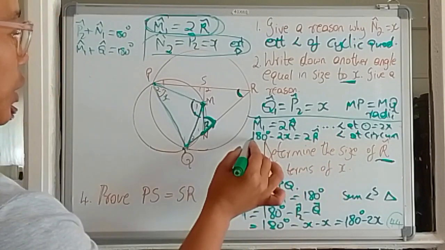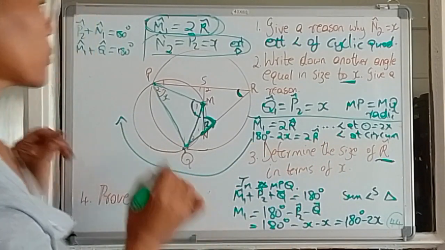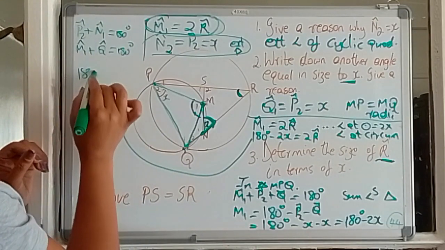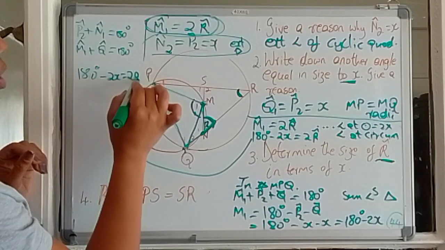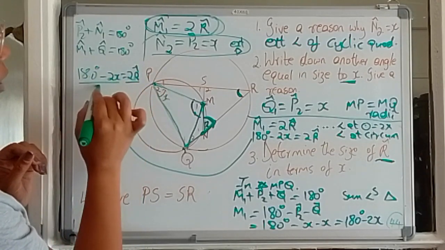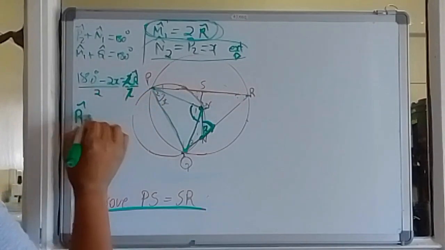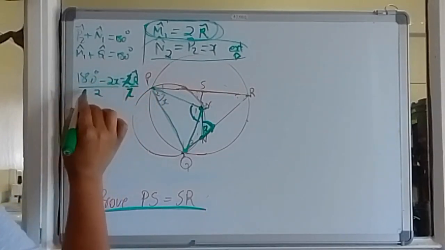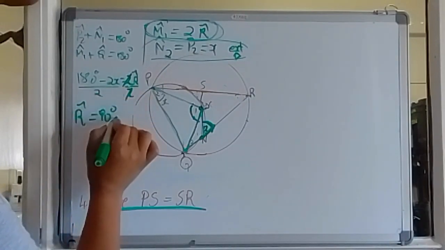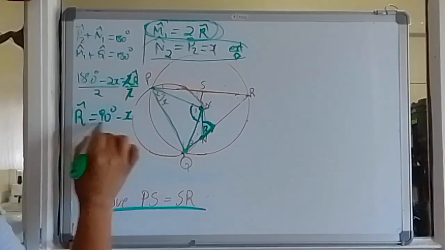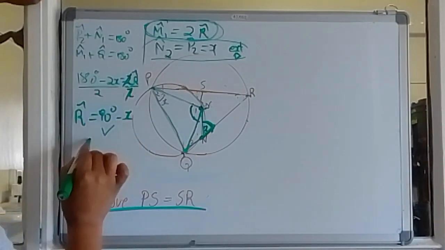Okay, I'm just going to finish this on the other side because I no longer have space. So we said 180 minus 2x is equal to 2r. So I'm going to divide both sides by 2. The 2 cancels with 2r, equals 180 divided by 2 is 90, 2x divided by 2 is x. Therefore, angle r is equal to 90 minus x.